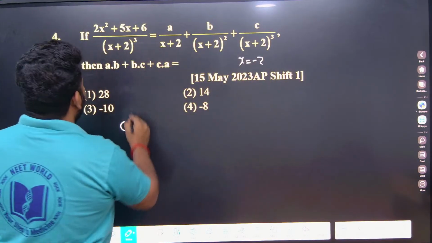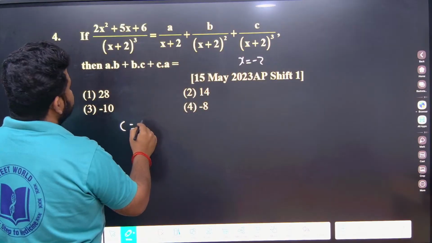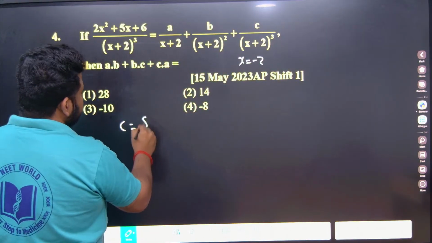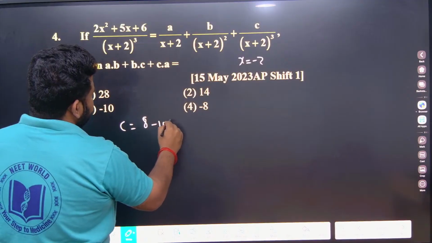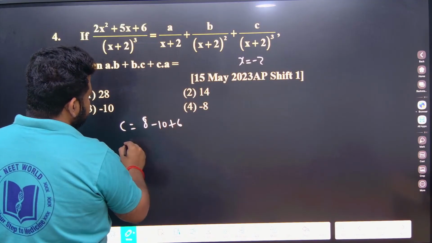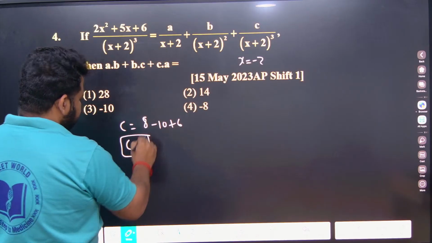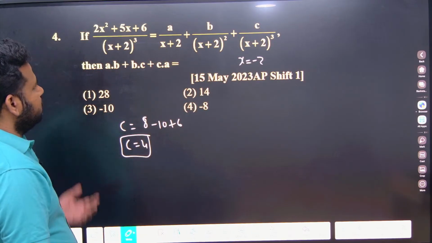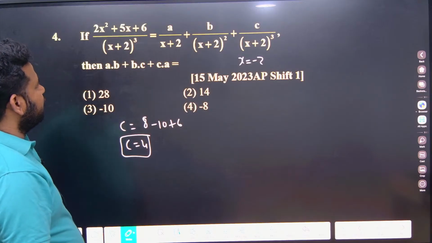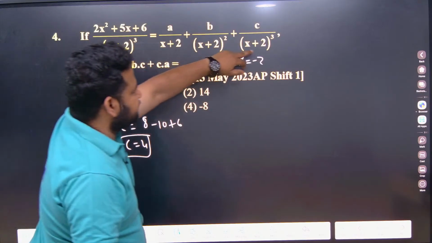So c is equal to what? 2 into (minus 2) whole square. Minus 2 whole square is 4. 4 2s are 8. 5 2s are minus 10, plus 6. So c will be equal to 8 plus 6, 14, 14 minus 10 is 4. I got the c value as 4. So if I want to find out the b value, removing this, because this is coming because of (x plus 2) whole cube.